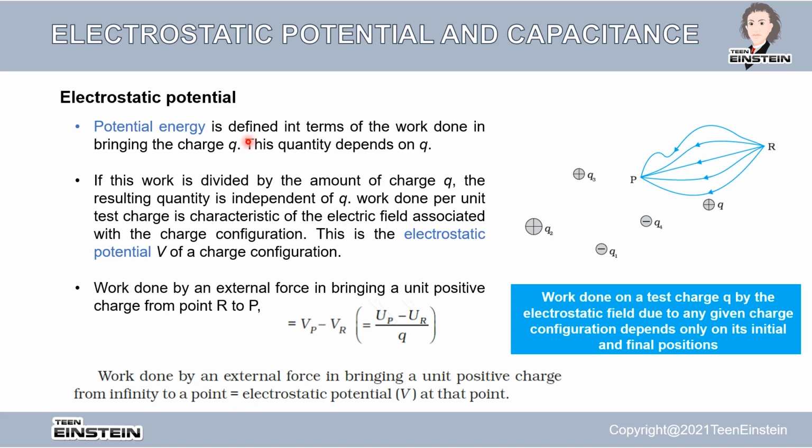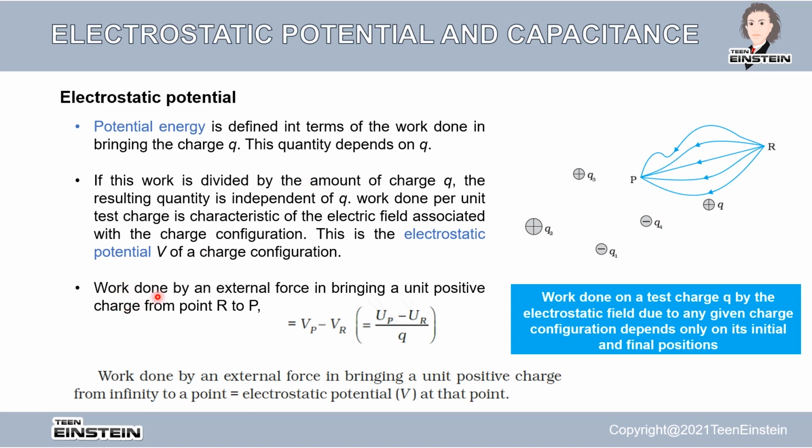For example, if you are doing some work against a field to bring a charge to a particular point, that is called potential energy. This quantity depends on the charge q, but you want a general quantity which does not depend on q. So you divide this potential energy by the amount of charge, and you get electrostatic potential V. Electrostatic potential V is defined as potential energy divided by q.